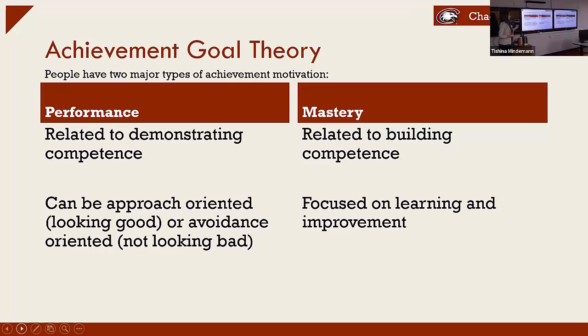Achievement goal theory talks about types of motivation. So it starts by assuming that people are motivated, and then it describes the types of motivation that we can have. So we have two major types of motivation. First is performance, which is related to demonstrating competence, right? I learned the thing, I'm going to show you that I know the thing. And then we have mastery, which is related to building competence. So you can kind of think of it as a showing goal versus a learning goal. And then performance, and to some degree mastery, can be approach oriented, right?